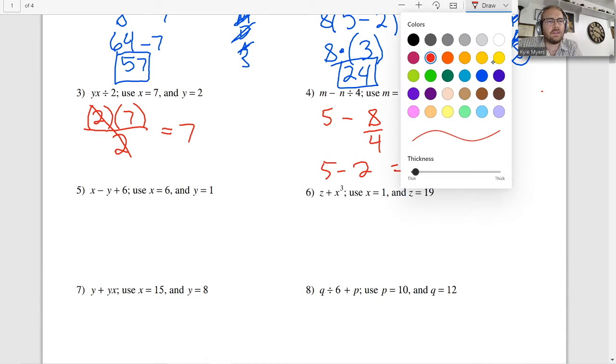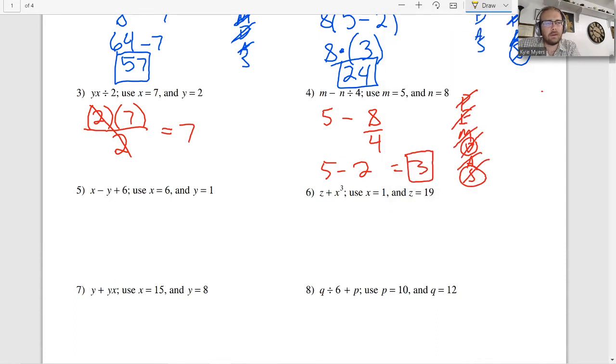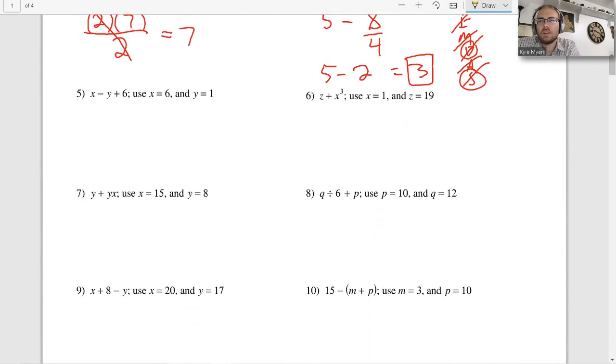Seems like I'm on to the whole primary color thing here. So let's do yellow next. And if I can't see it, maybe I'll switch to gold. So x is 6 minus y is 1 plus 6. Pretty straightforward. I'm not even going to do PEMDAS for this one because I'm not multiplying or dividing or anything. 6 minus 1 is 5 plus 6 is 11.